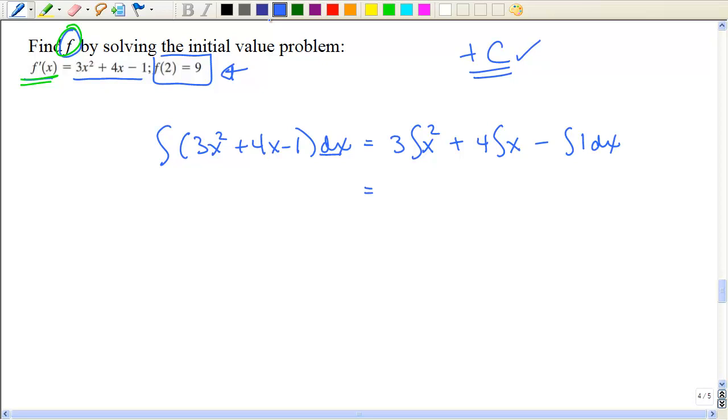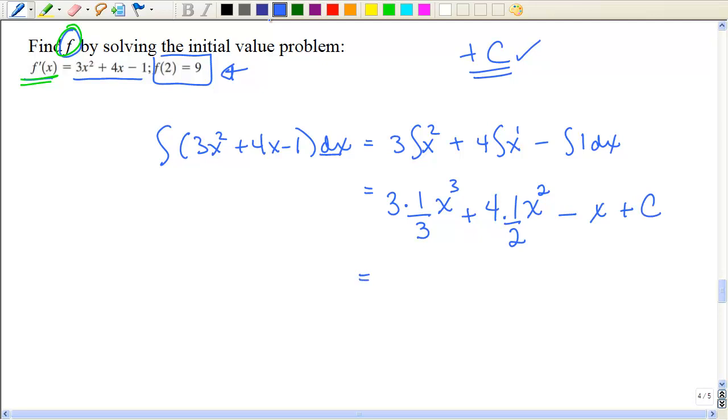And all this is going to be the power rule. So this is going to be 3 times... add 1 to the power, and the coefficient is going to be the reciprocal of that power. Add 1 to the power. Remember, there's already a 1 there, so that's going to be a 2 times the reciprocal of that power. Then if you have a constant, you just put an x plus c.